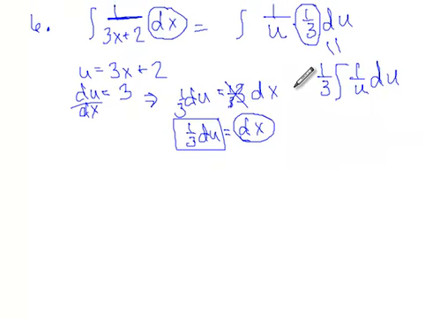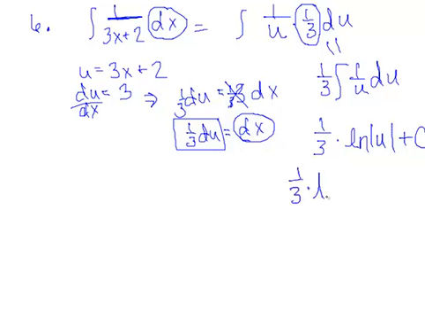So in this case, I'm going to have 1/3 times the natural log of u, and then plus c, but then don't forget you need to resub in, because we were integrating with respect to x. So 3x plus 2 plus c.